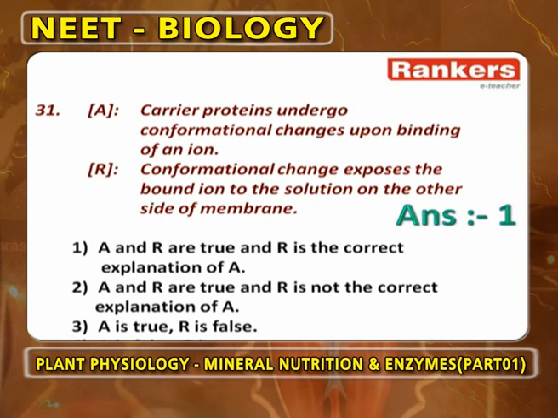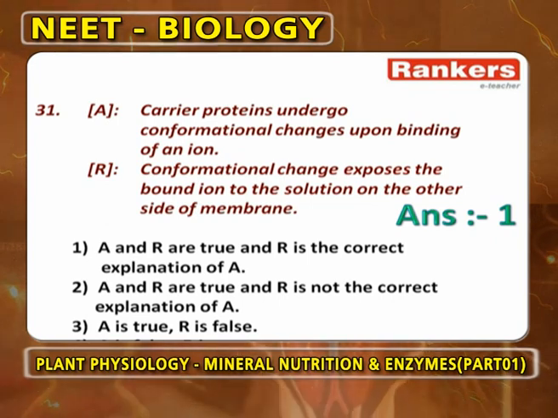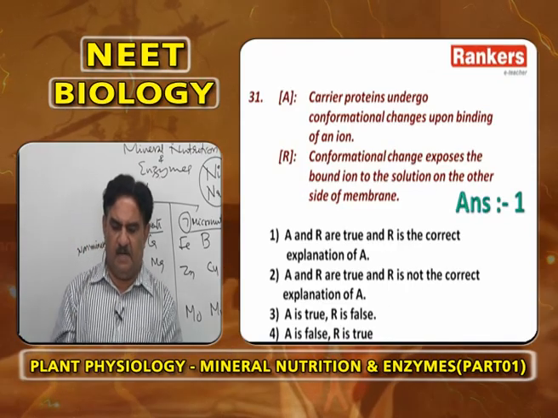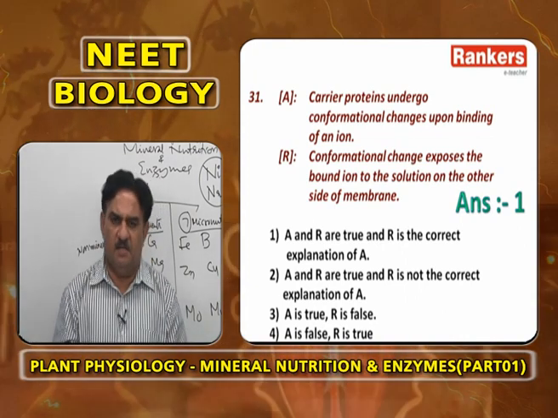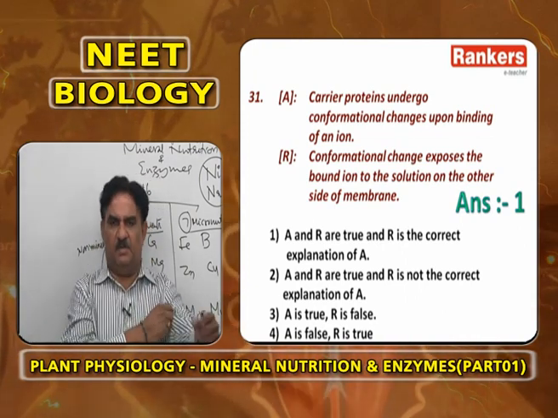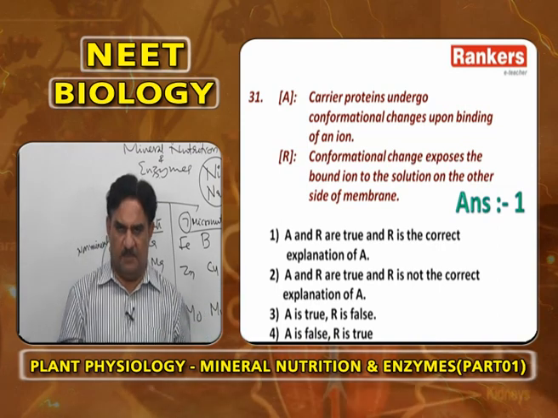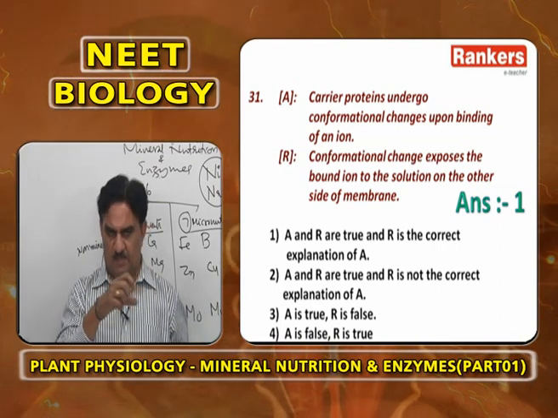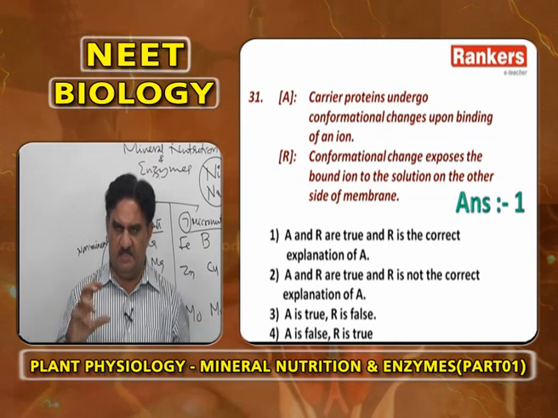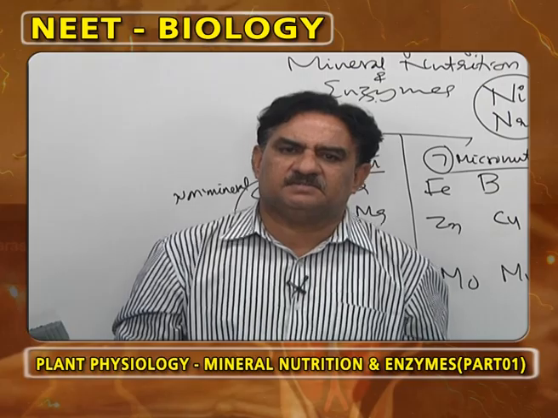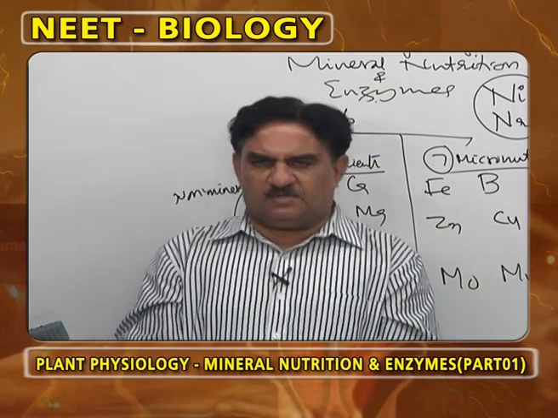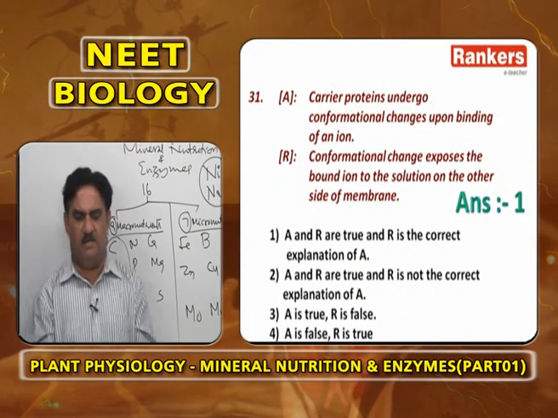Carrier proteins undergo conformational changes upon binding of an ion. Once an ion comes and attaches to a carrier protein, the face of the carrier protein will be towards the outer space, that is apoplast. When it is moving inside through the plasma membrane, slowly it changes its face from outer space to inner space so that it easily throws ions into the cell. So, carrier proteins undergo conformational changes upon binding of an ion is correct.